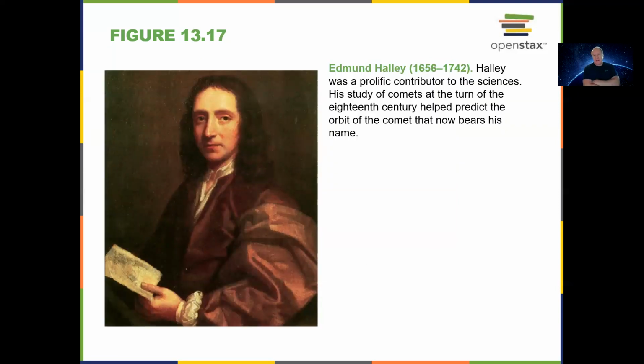This was Edmund Halley, and Halley was a prolific contributor to the sciences, and his study of comets at the turn of the 18th century helped predict the orbit of the comet that now bears his name.